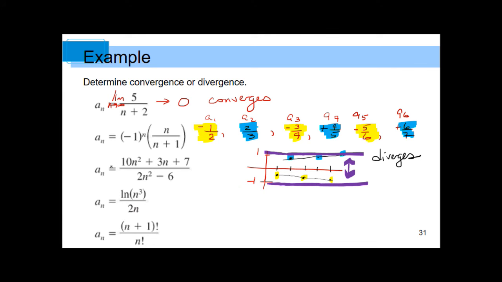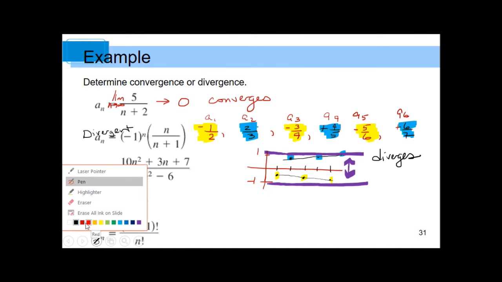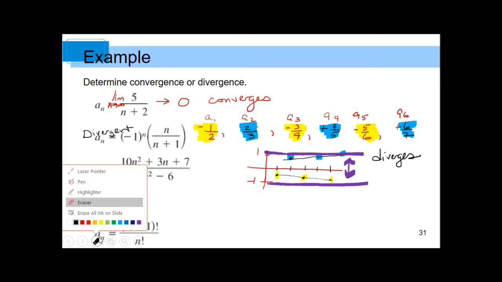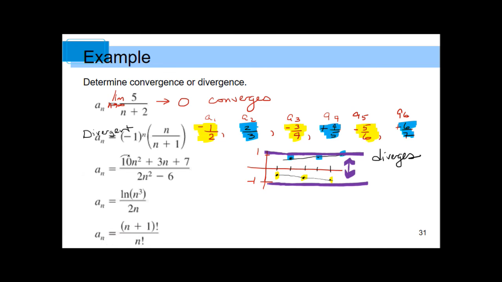All right, how about this third? So that was this one. This one's divergent. And how about 10n squared plus 3n plus 7 over 2n squared minus 6? As I mentioned a few minutes ago, you can take the limit to infinity, and when you have the same degree terms in the numerator and denominator, you're just going to focus in on the coefficient of those terms. So this one is going to converge to 5. Converges.